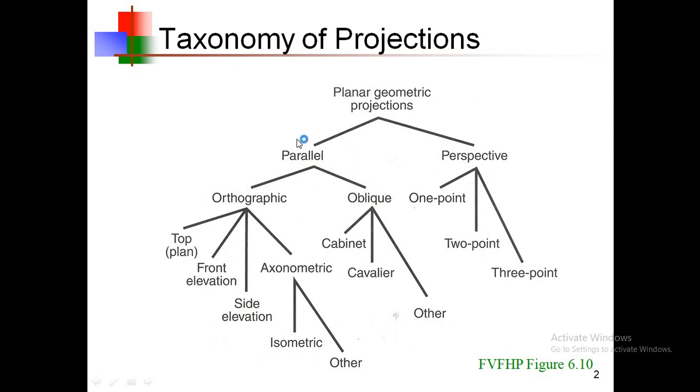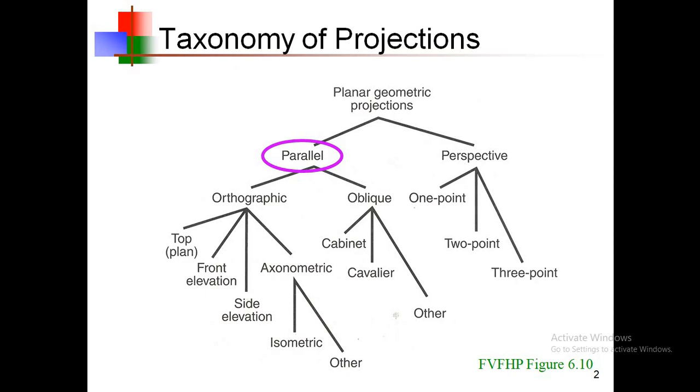Now coming to parallel projections, there are two major types: orthographic projections and oblique projections. In orthographic projections, we can see the top view, the front view, and the side view of objects, as you could have learned in fundamentals of graphics in first year. Orthographic projections can be of the type axonometric, with subtypes like isometric, dimetric, trimetric, and others. Oblique projections can be cabinet projections or cavalier projections, depending upon the value of the angle. So this is the overall taxonomy of the classification of projections.